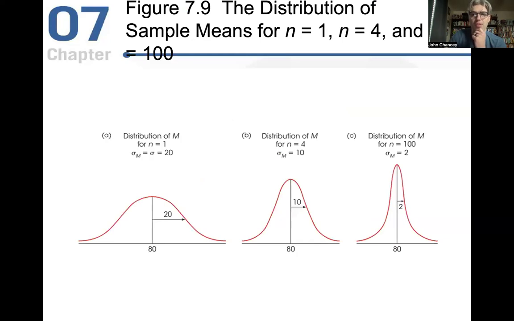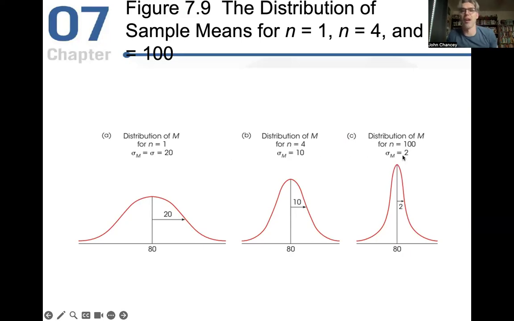And this is what our distribution might look like. If we pull three samples from this population, they all have a mean of 80, but depending on the variance, we're going to see different rates of standard error. We're going to see more variation. So as our number goes up, we're going to see much less.